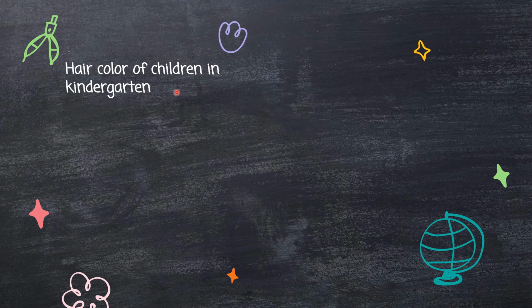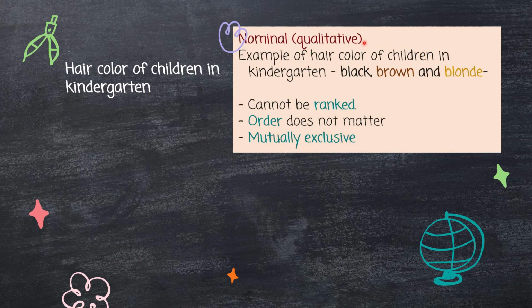The next variable is hair color of children in kindergarten. The variable uses the nominal scale and it is qualitative. Examples of hair color of children in kindergarten are black, brown, and blonde. So the variable can be categorized but cannot be ranked. The order doesn't matter. You can rank starting from black, brown, or blonde. And it is mutually exclusive. That means black hair color does not affect brown hair color and so on.